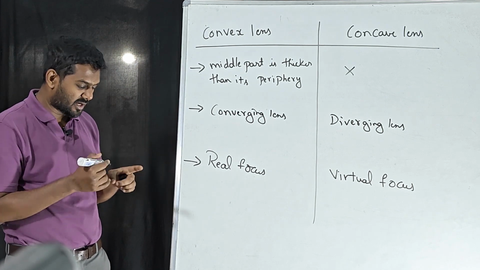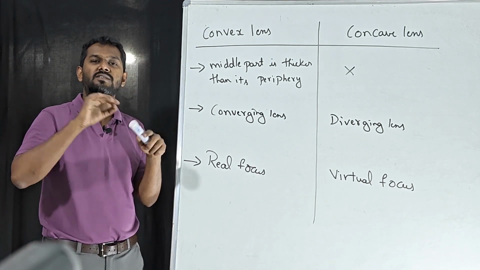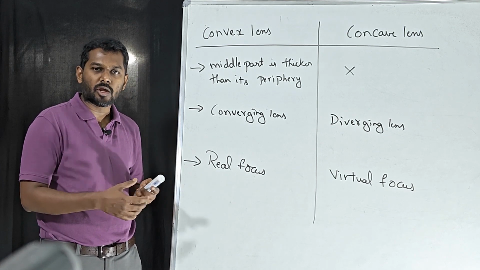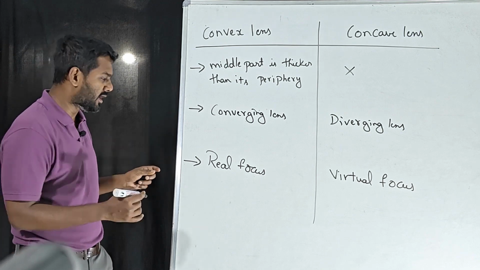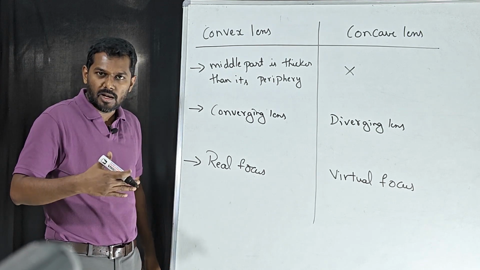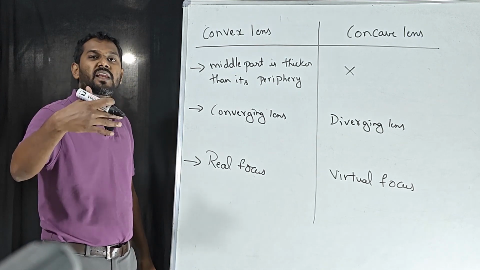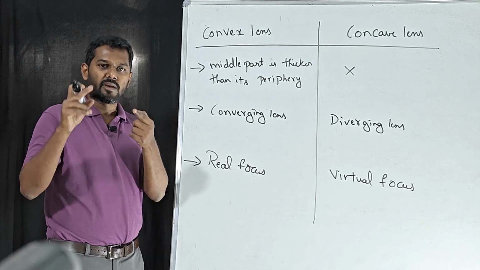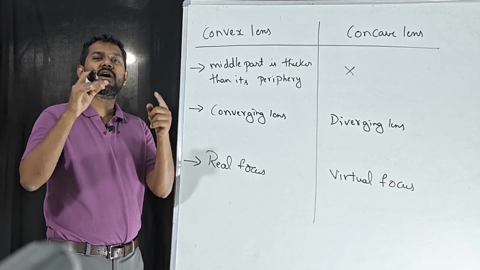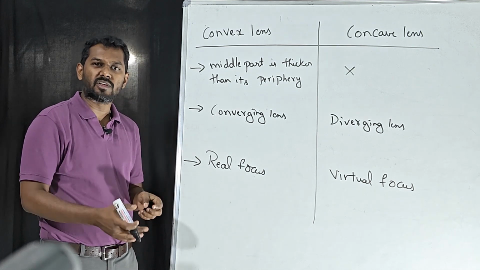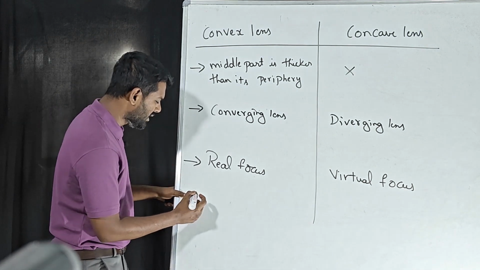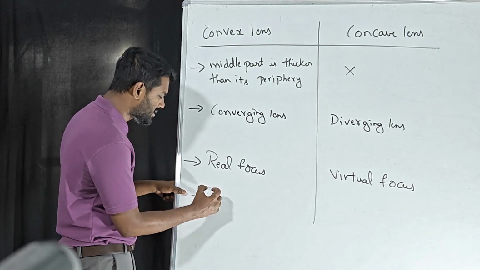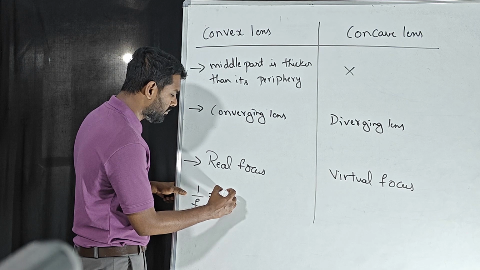Then there is one relation. Till now they did not ask any numerical based on this formula, but for the safer side we are going to learn it. What is the relation between focal length, refractive index and radii of curvature of both the surfaces of the lens? Till now they did not ask any numerical based on this one, but for the safer side we are going to learn it.